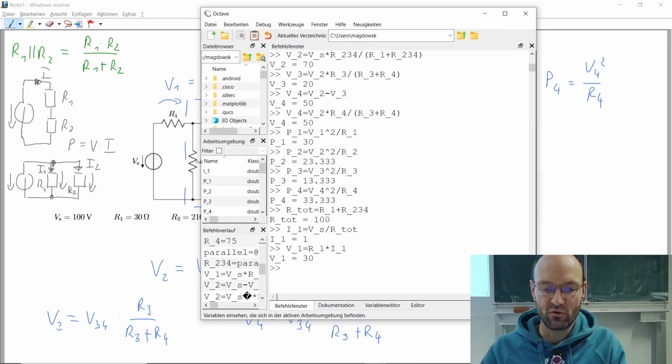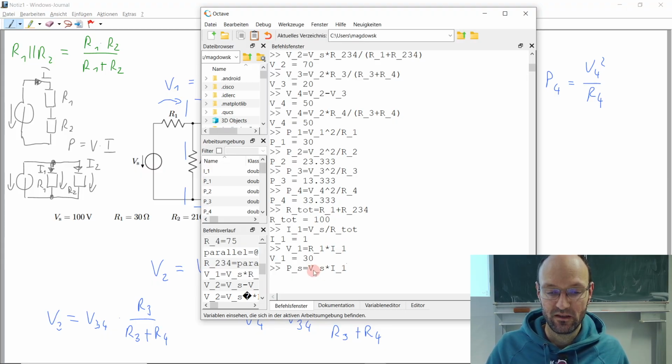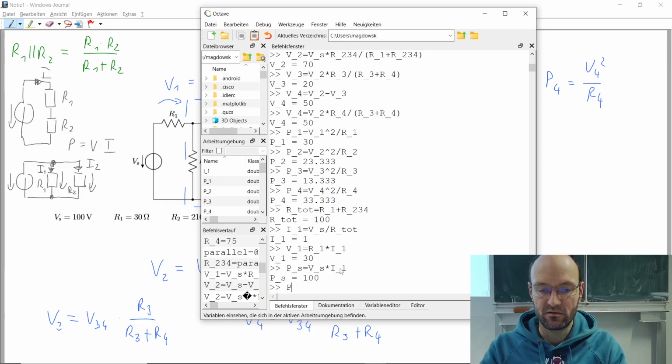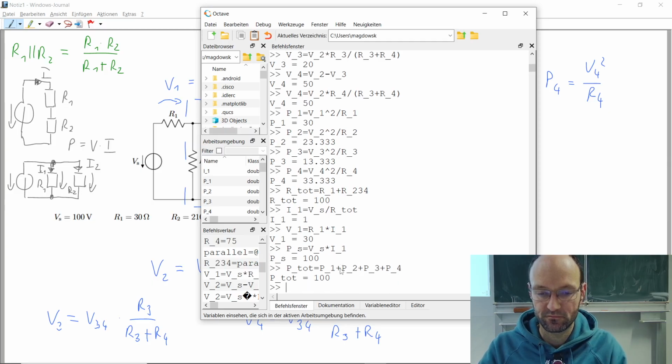So luckily, we have already calculated the total current. So we can calculate the total power from the source. The power from the source is the source voltage multiplied with this total current, which is the current I1. This was 100 volts, this was 1 ampere, so we should get 100 watt. And we get that. And this should coincide to the total power that is dissipated in all the 4 resistors, which is just the sum of the 4, which is also 100, which nicely works.